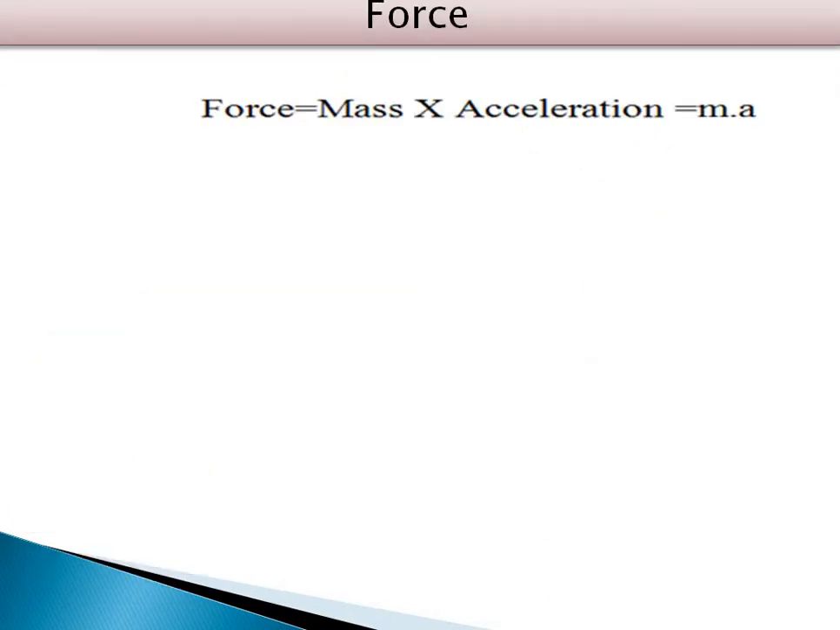Similarly, force. What is force? Force is nothing but mass into acceleration. Or from a definition point of view, we can say that force is nothing but a change in speed. When a force is applied on a body, there is a change in its initial motion or initial position. It is nothing but the force.